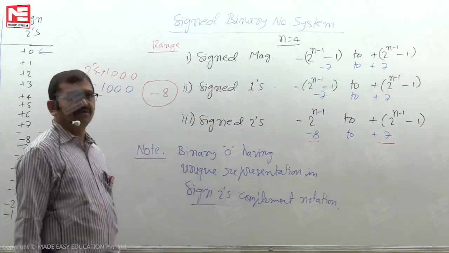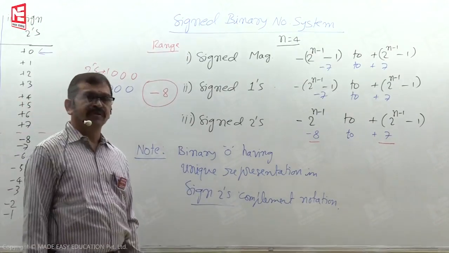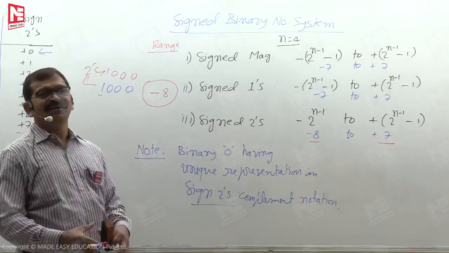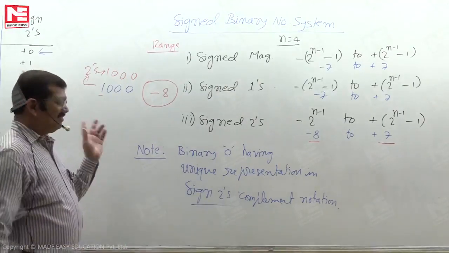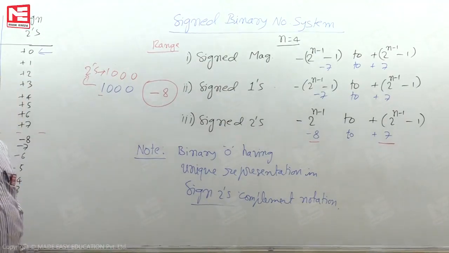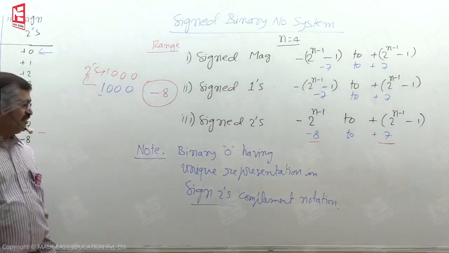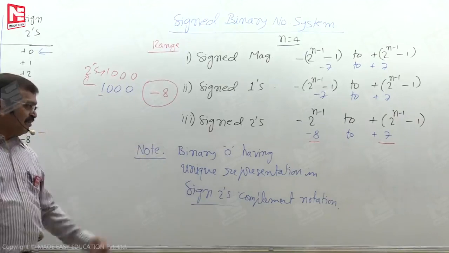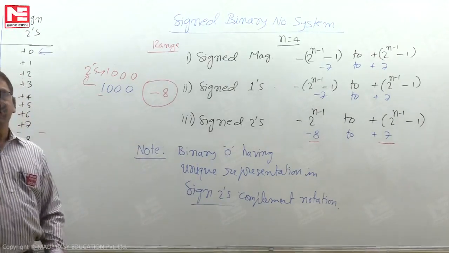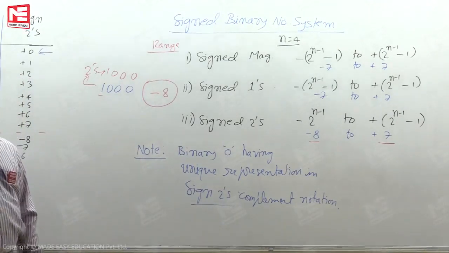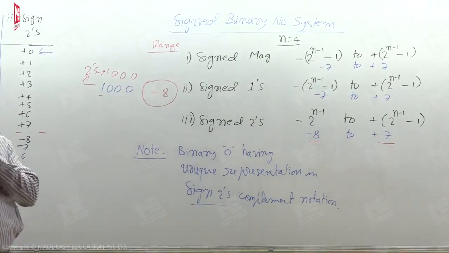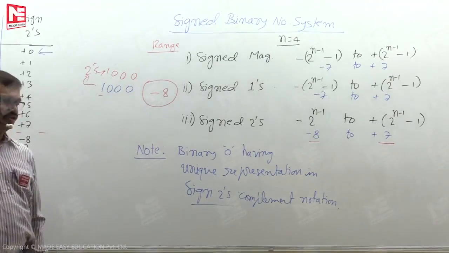Binary 0 has a unique representation in 2's complement notation, whereas binary 0 does not have a unique representation in sign magnitude or sign 1's complement notation. As I said already, it is one of the reasons to prefer 2's complement wherever we need the subtraction operation. There is one more reason we'll talk about while developing the hardware for the subtractor circuits.